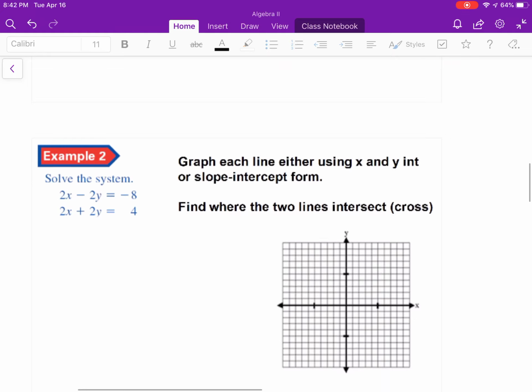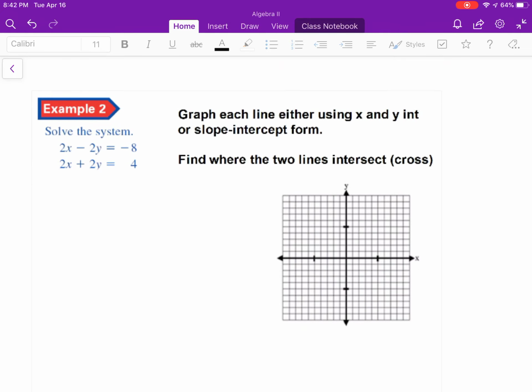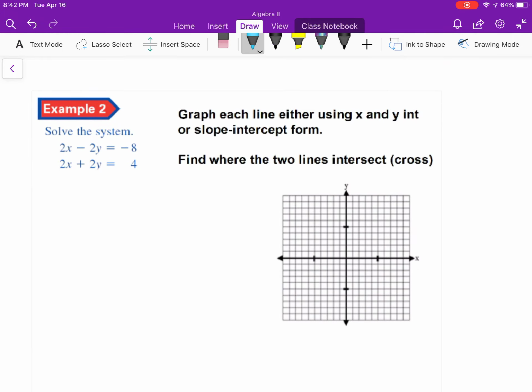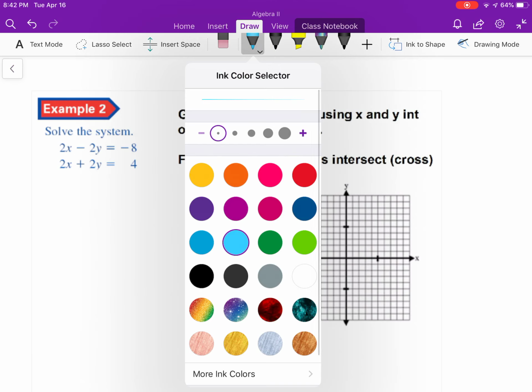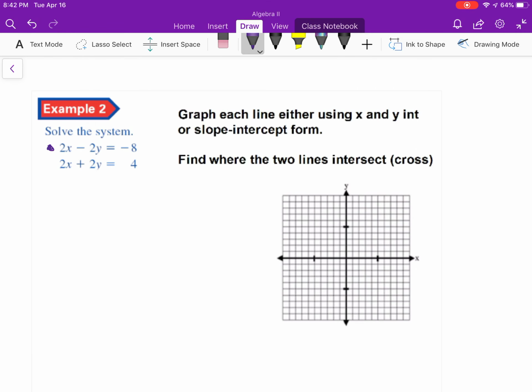All right, so graphing. I'm going to find out where they intersect. Now, you could put these into slope-intercept form, and I'll do one here in purple. But since it's in standard form, I'm going to find the x-intercept and the y-intercept.